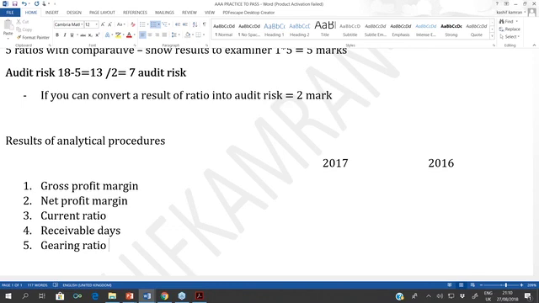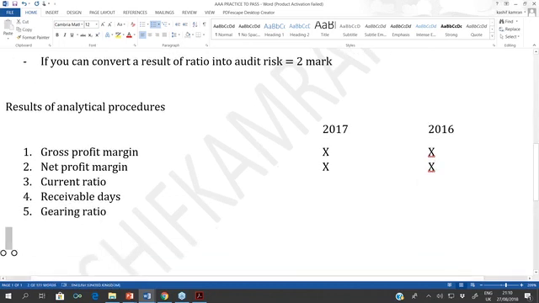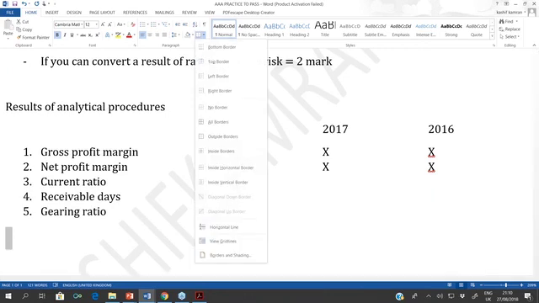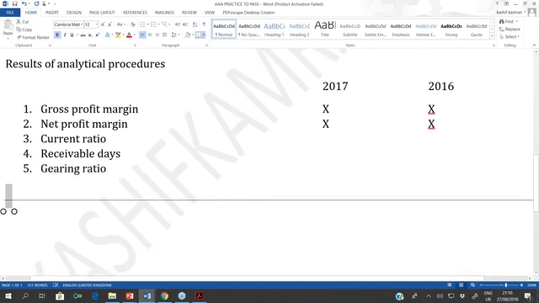Now, once I show this table to the examiner, giving answers for both years, by the end of this table I've taken my 5 marks, because the examiner is saying for each ratio calculated with comparative. He's not saying commentary of the ratio. He's saying for each ratio calculated with comparative, I'll give you marks. So just by showing the calculations of the ratio in both years, I've got my 5 marks.